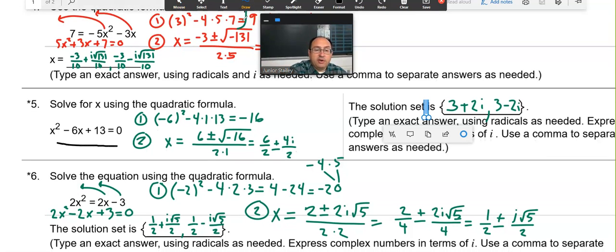Already set equal to 0. That's beautiful. b squared minus 4 times a times c. I ended up with a negative 16. Yes, that's going to go under the radical. Yes, we're going to get imaginary numbers, right? Because the square root of negative 16 is 4i. You notice that I split it up into 2 because I was going to reduce it, right? 3 plus 2i and 3 minus 2i.